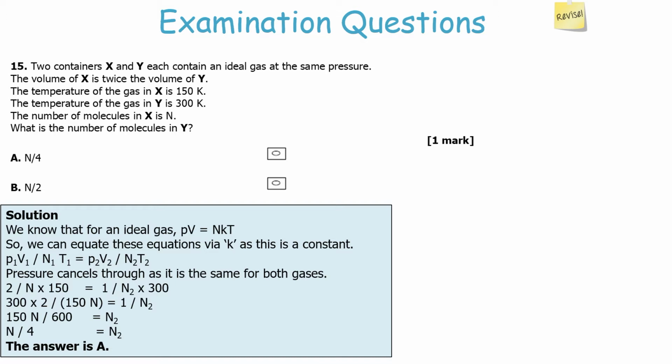Whilst we can pop in our numbers. We know that the volume of X is twice that of Y, so we can say 2 for V1 and 1 for V2. We know the temperature of X is 150, whilst the temperature of Y is 300. So we can pop those in the equations. We can then rearrange it to make the number of molecules for Y, which I've denoted as N2 in this particular equation, as the subject, work our numbers through, and we get our answer to be N over 4, which is the answer for A.